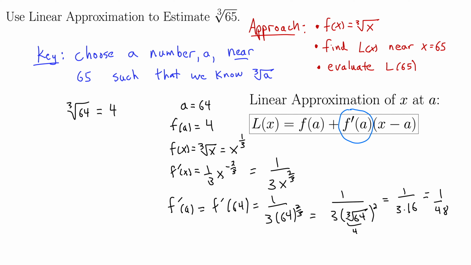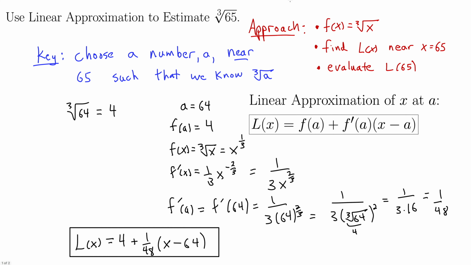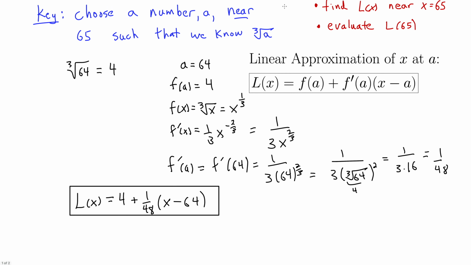Let's put everything together and get our linear approximation. So we have L of x equals, okay, f of a we decided was 4, plus f prime of a, 1/48, times x minus a, but remember a is 64. There is our linear approximation.